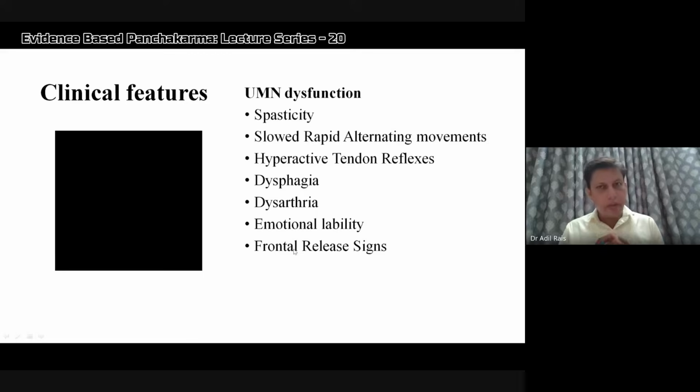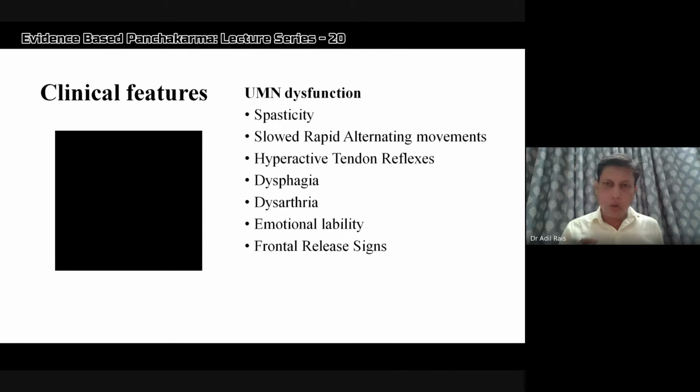Now, to understand things better, the clinical features present in UMN dysfunction are spasticity. What is spasticity? Spasticity is when any movement has a hindrance or an obstruction in the initial phase and in the final phase, like the first 10 to 15% of the movement. For example, in flexion of the elbow, there is difficulty in starting the movement, and in ending the movement there is hindrance or obstruction. It takes more time than the rest of the movement. This is known as spasticity. We sometimes refer to it as clasp knife spasticity.